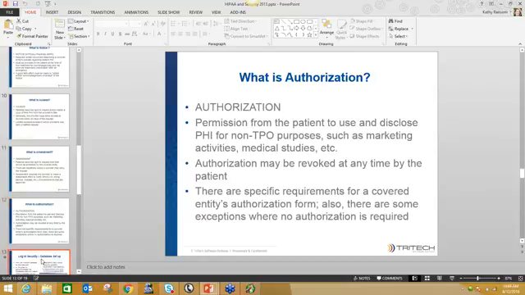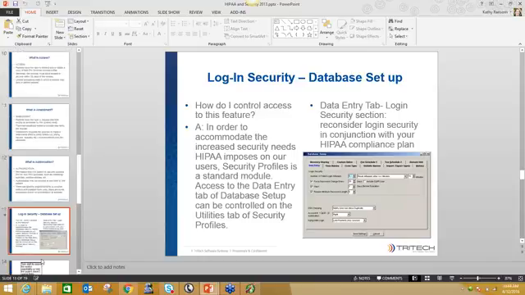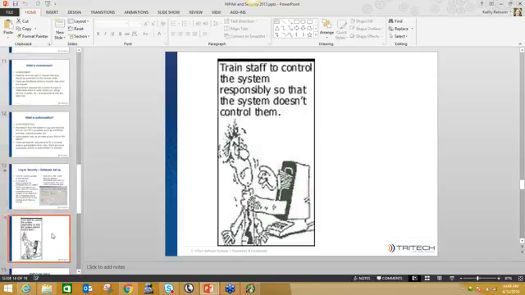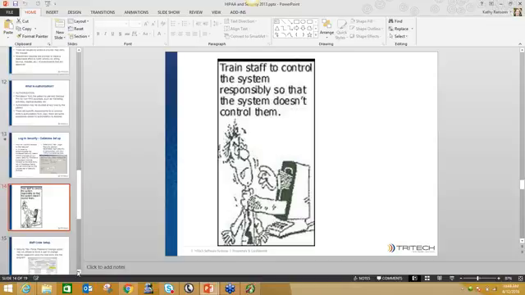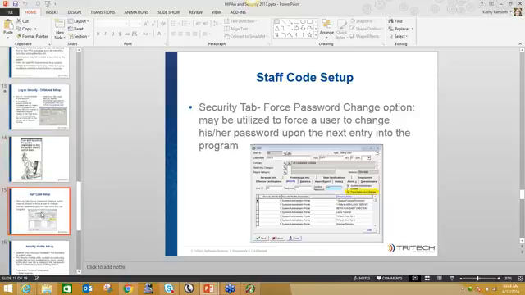We talked about the login security in the database and how you can control access, again, by controlling the number of failed login attempts, changing the password, giving a warning, and also setting the password length. Train your staff to control the system responsibly so that the system doesn't control them. And that's basically what HIPAA is saying and the staff code set up. So again, on the security, we want to force a password change. This can be utilized to make sure that no other user knows each other's passwords.